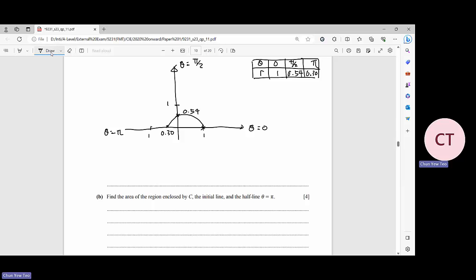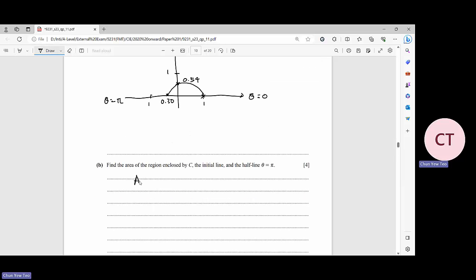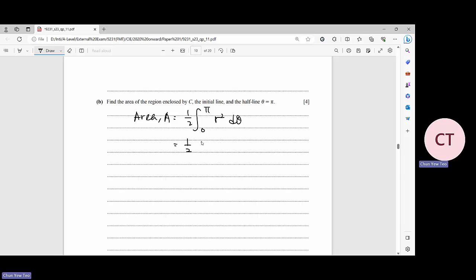What you need to do is just use a formula. The formula for area is half the integral from 0 to pi of r square d theta. Then just put in the formula for r square, which is 1 over theta square plus 1, d theta. You can integrate this directly by referring to the formula table, MF19. The integral of 1 over theta square plus 1 is arctangent of theta, from 0 to pi. Substitute the values in: arctangent of pi minus arctangent of 0.